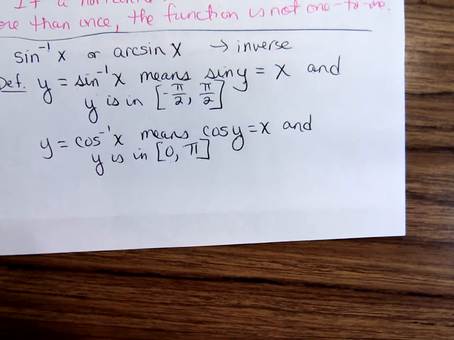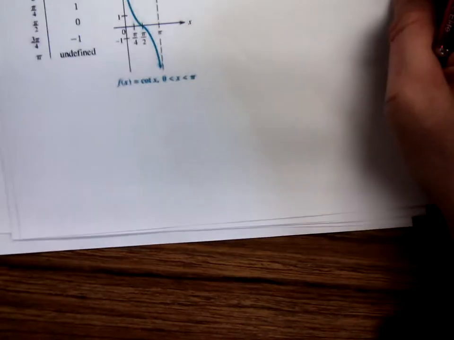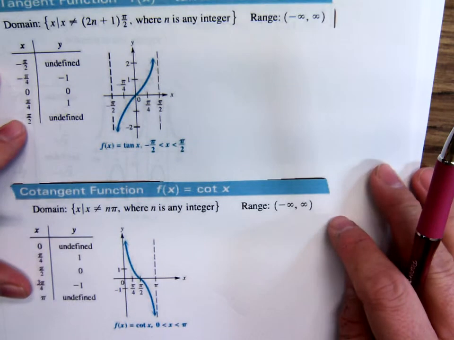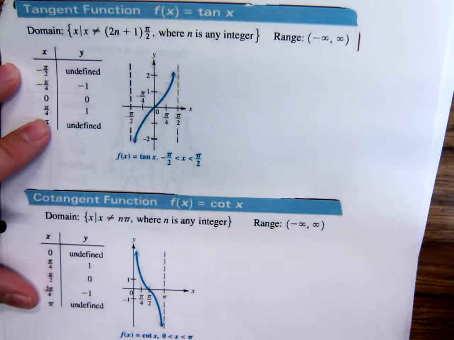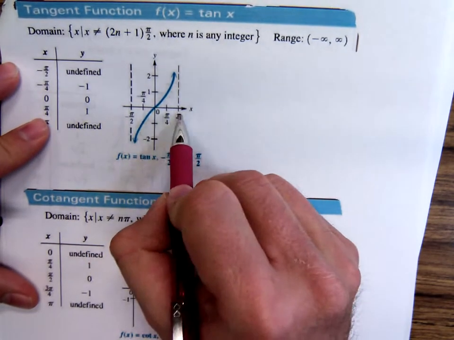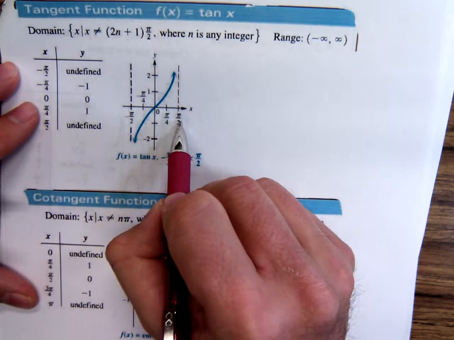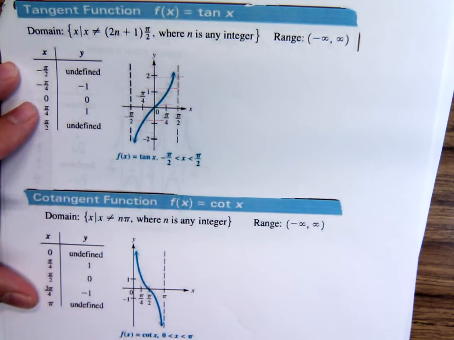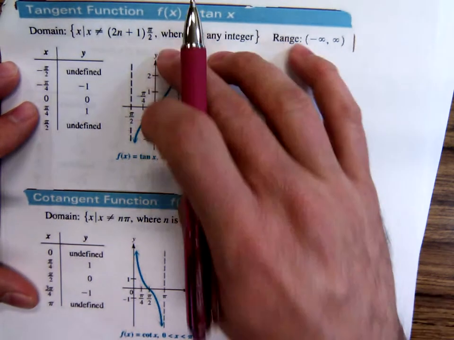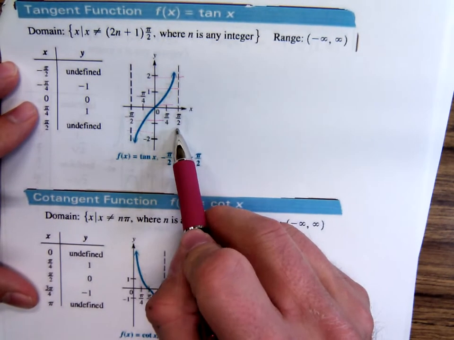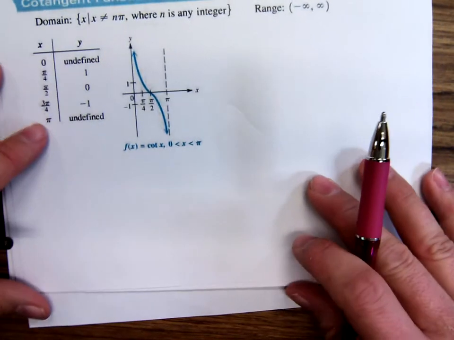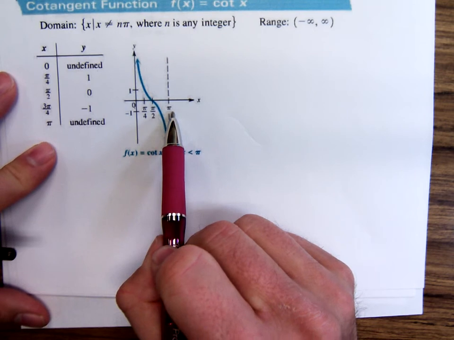And why are those? Well, these are the nice ones. If you look at tangent from negative pi over 2 to pi over 2, isn't this already 1 to 1? Yeah. So that's all we need for that. Just use the interval negative pi over 2 to pi over 2. And what about for cotangent? 0 to pi. It's 1 to 1.